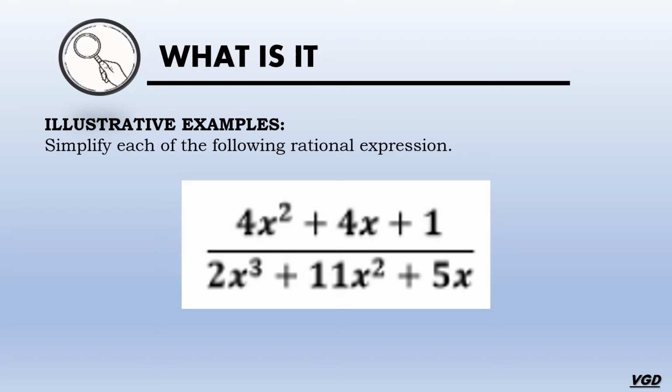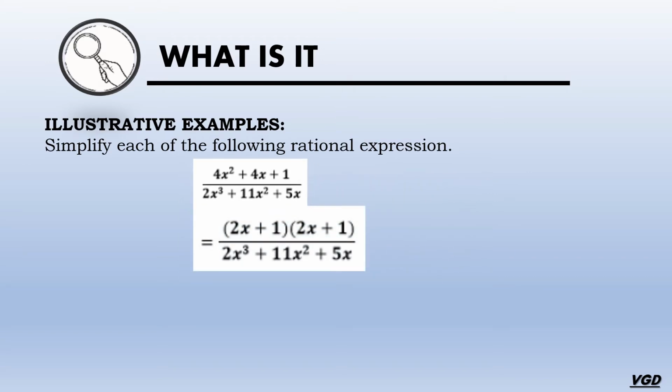Now let's proceed to our next example. Our rational expression is 4x squared plus 4x plus 1 over 2x cubed plus 11x squared plus 5x. So let's factor our numerator first. Take note that 4x squared plus 4x plus 1 is a perfect square trinomial, and following the pattern, the quantity a plus b squared is equal to a squared plus 2ab plus b squared.